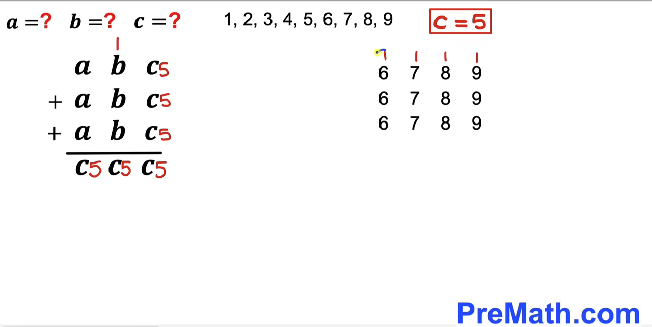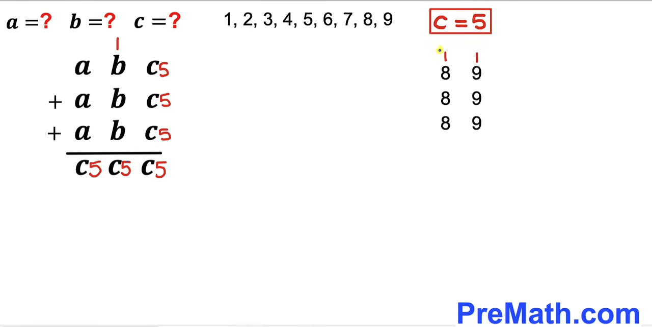Let's try 1 plus 6 plus 6 plus 6. That is going to give us 19. And here we got number 9. 9 is not the same as 5. Let's try 1 plus 7 plus 7 plus 7. That is going to give us 22. And now we can see this number 2 is not the same as 5.